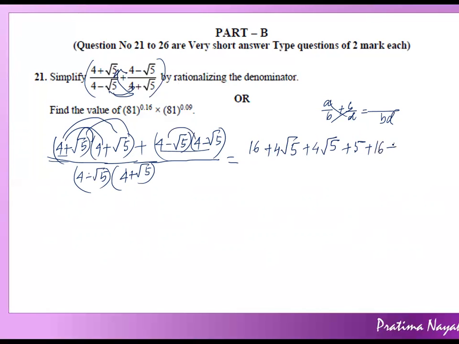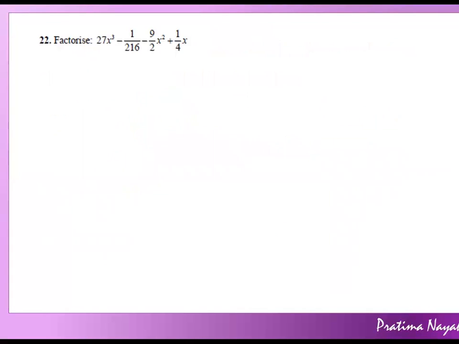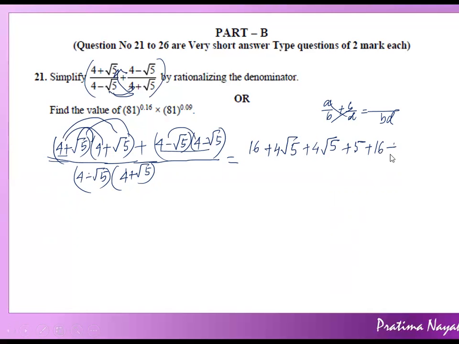Then your minus 4 root 5, minus 4 root 5. Sorry. Minus 4 root 5, and your again it will be plus 5, whole upon how much it will be, 4 square minus root 5 square.